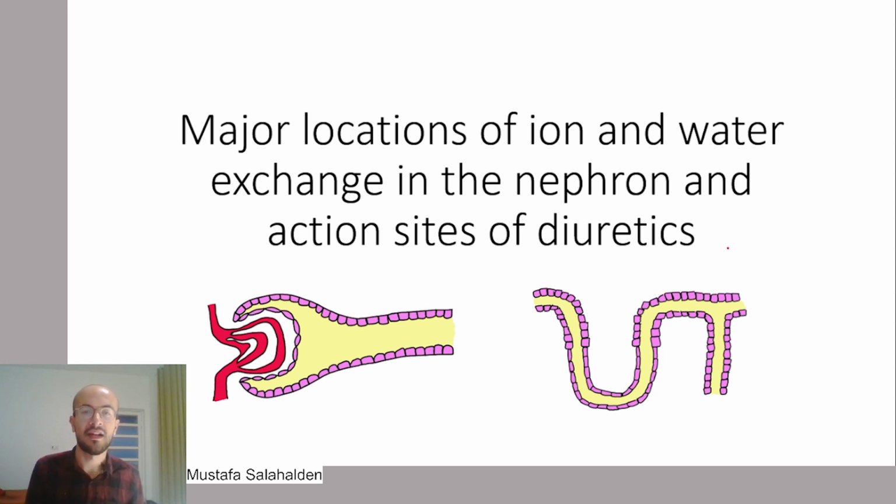The next videos are going to be about the different diuretics groups, which we have 5 groups. We have the loop diuretics, the Thiazide diuretics, the potassium sparing diuretics, the carbonic anhydrase inhibitors, and finally the osmotic diuretics. Each would have one video, but this video is going to be about the ion and water exchange in the nephron and the action sites of diuretics. So let's start.